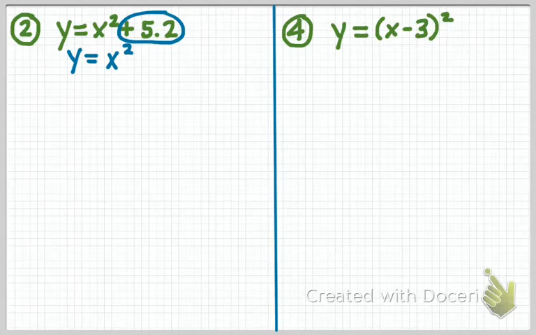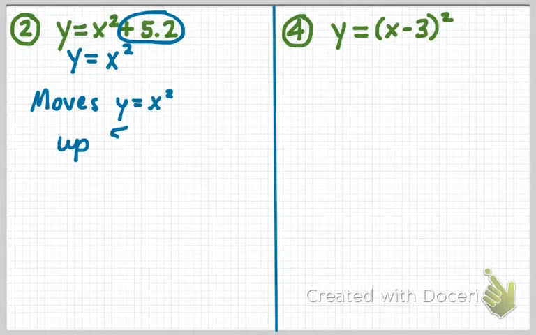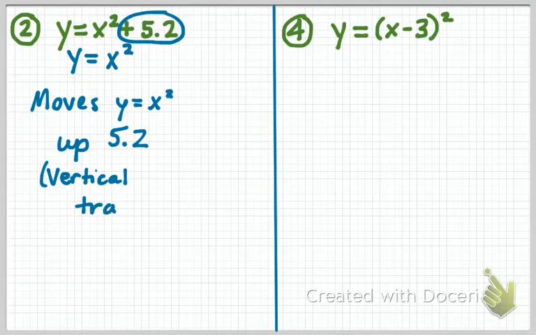So this equation moves y equals x squared up 5.2. And you could also call that a vertical translation. That's the more technically correct terminology. Remember, a translation is just a slide.